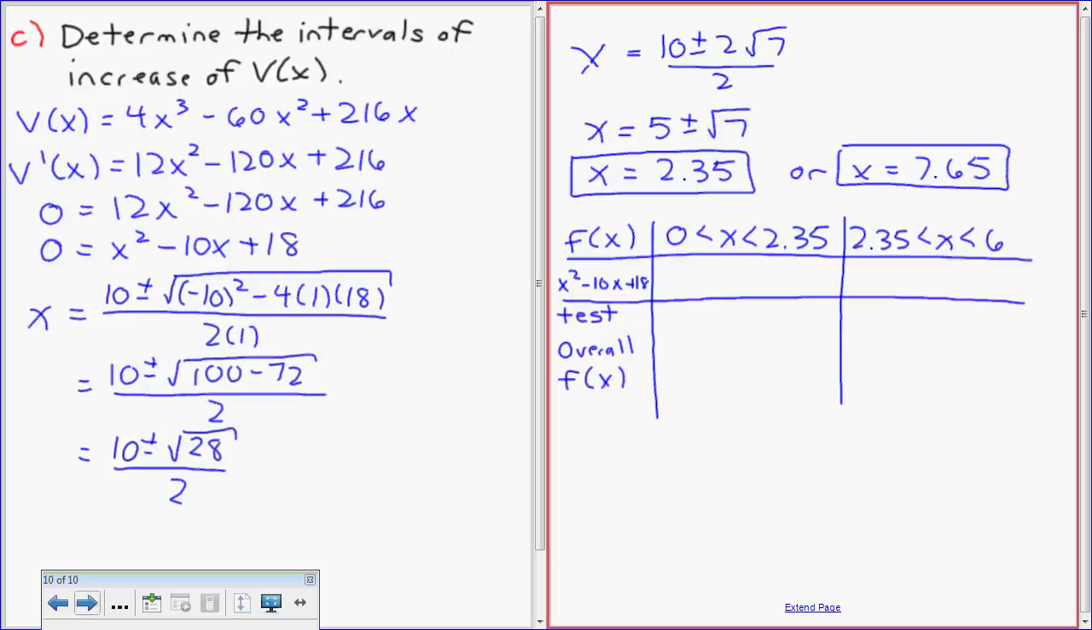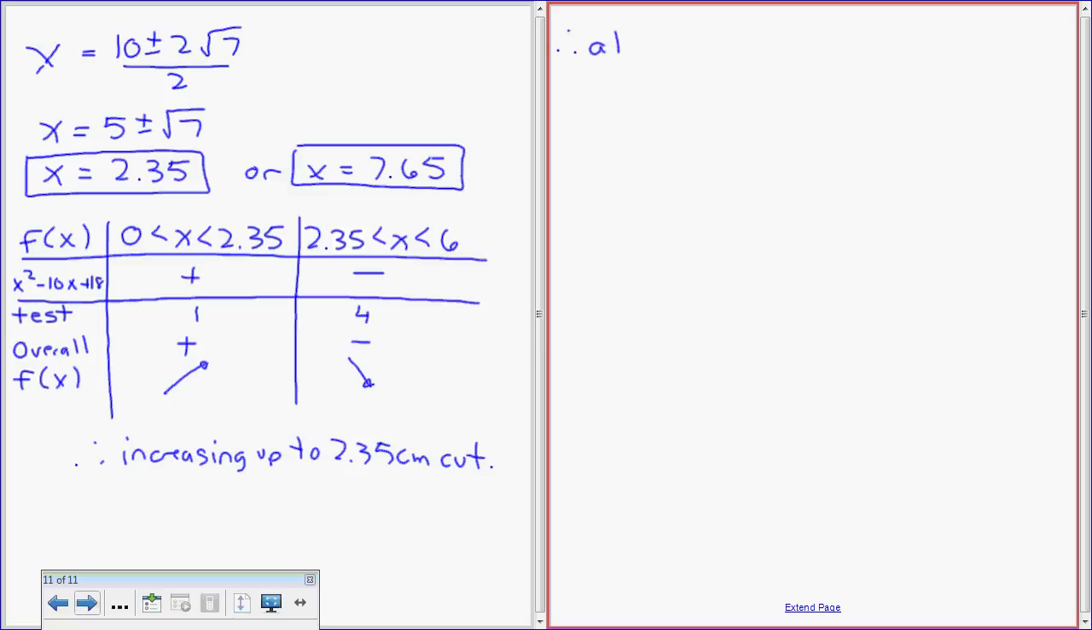I'm just going to pick a test point here and try it out as 1 and 4. So 1 minus 10 is minus 9 plus 18 is a plus, so that makes that a plus, which means it's going to be increasing. 4 squared is 16 minus 40 is negative 24 plus 18 is a negative. Therefore, increasing up to 2.35 centimeters cut. Therefore, at 2.35 centimeters, we have maximum volume.